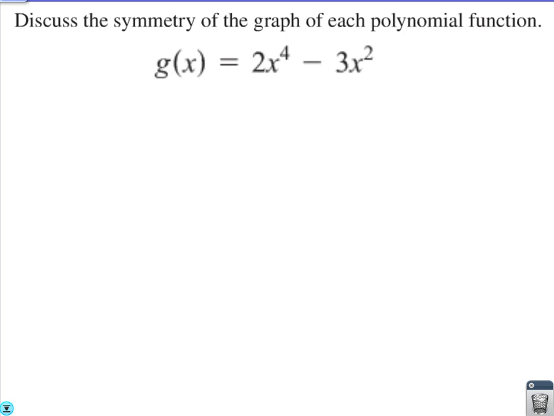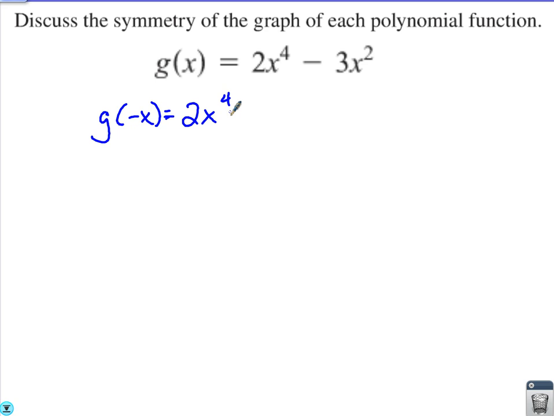We already know. Even function. All the exponents are even numbers, so therefore you're going to have an even function. To test it, find g of negative x, which means go in and plug in negative x. When you plug in negative x and you raise to the fourth power, does it stay negative, or make it positive? Good. So it stays 2x to the fourth.